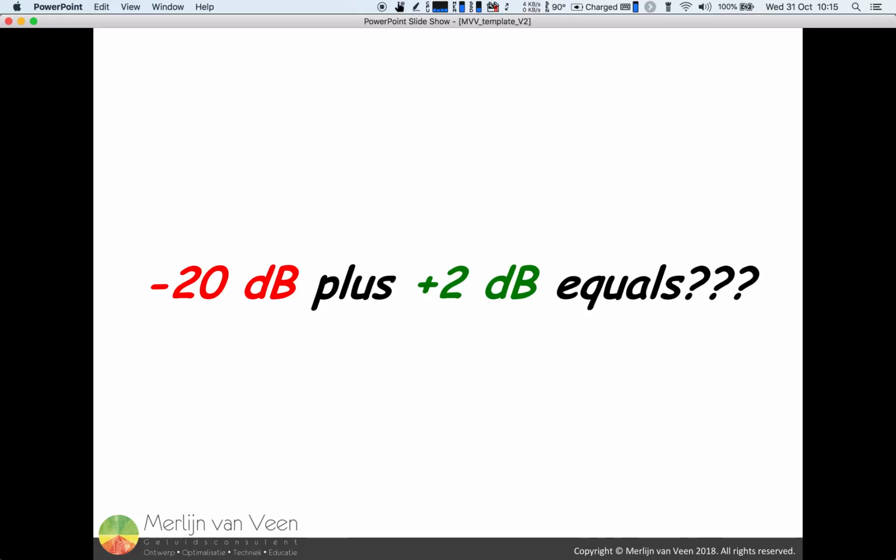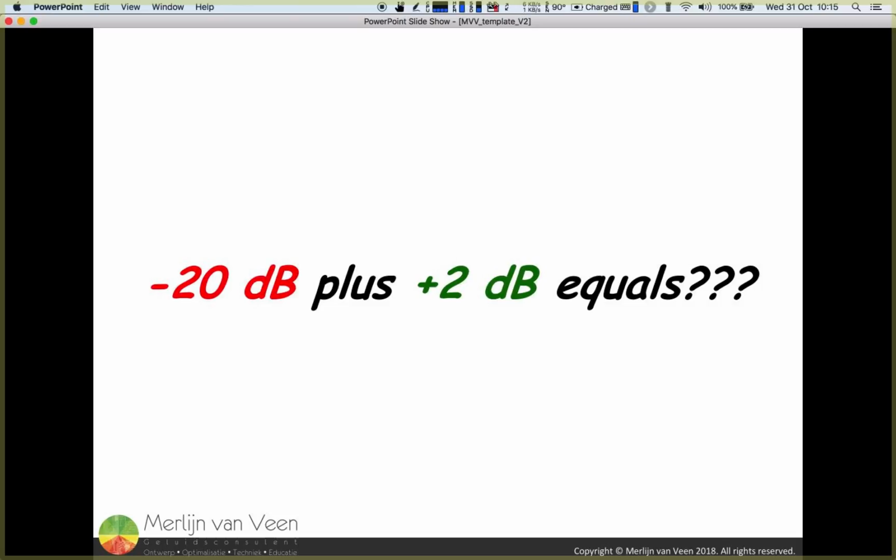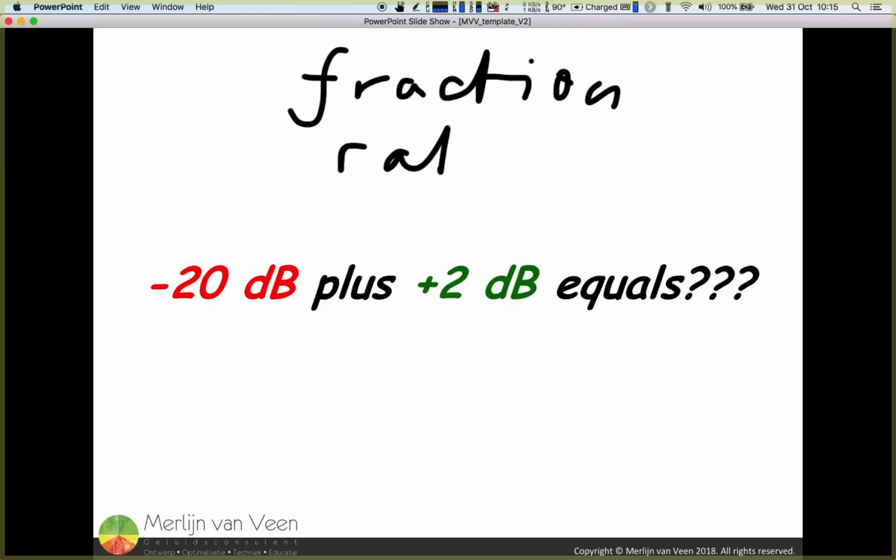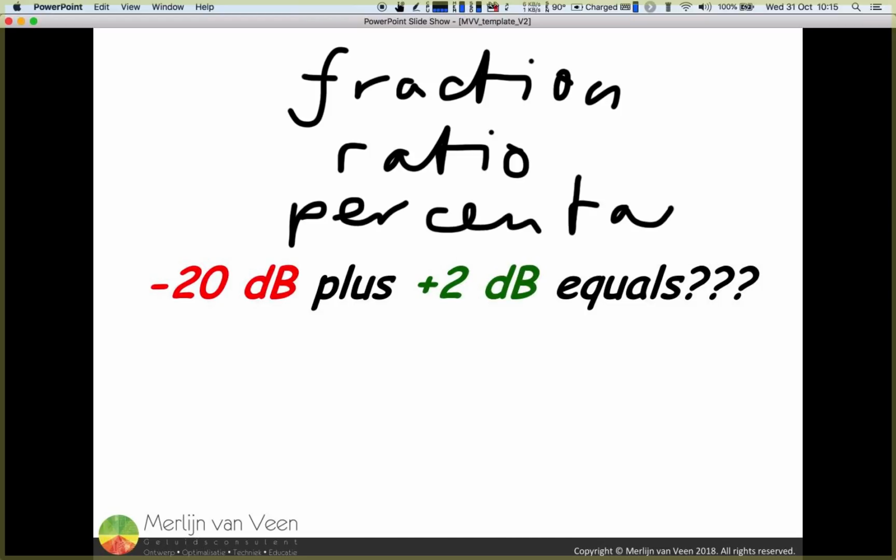Now, ratio or fraction or percentage is three ways of saying the same thing. So it is a fraction expressed on a logarithmic scale, or it could be a ratio expressed on a logarithmic scale, or it could be a percentage expressed on a logarithmic scale. And this is basically three ways of saying the same thing.